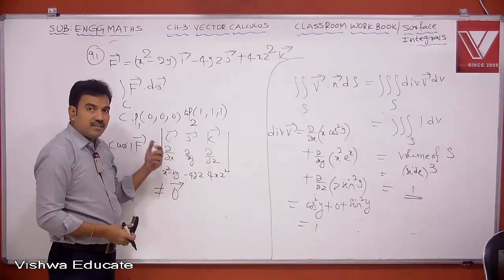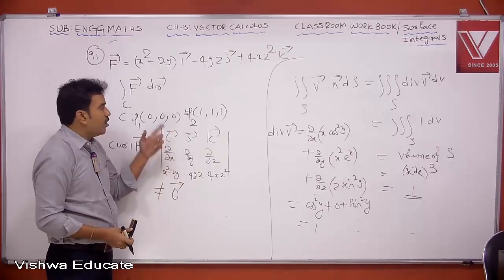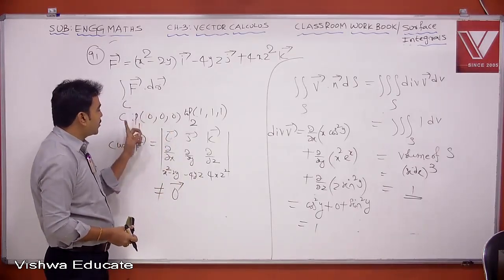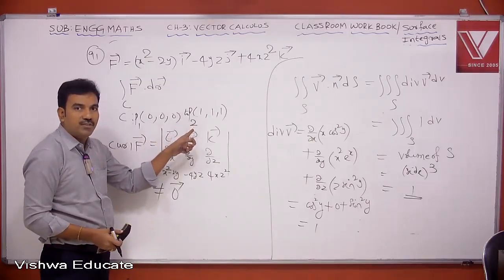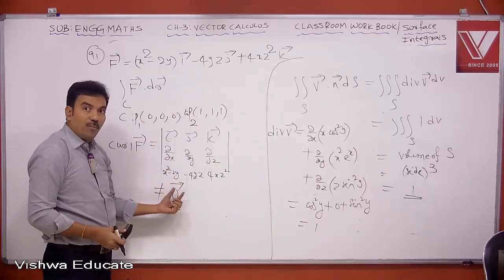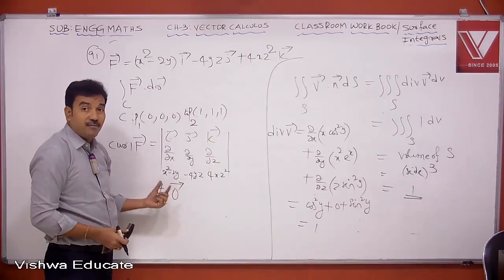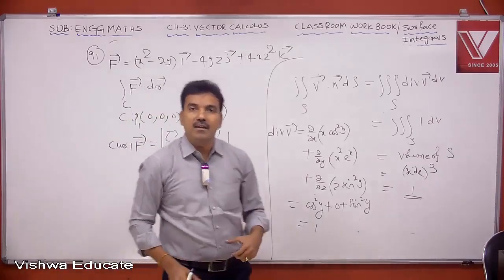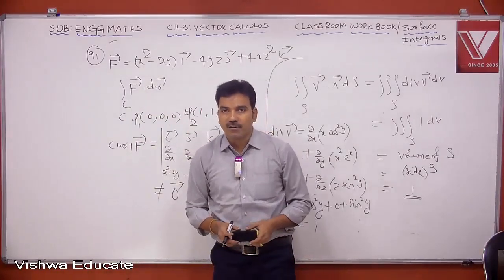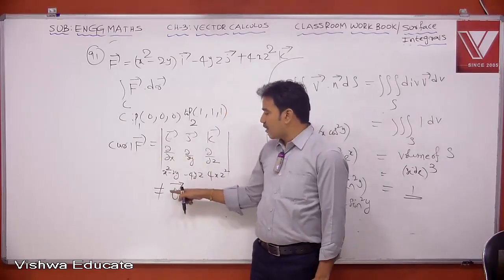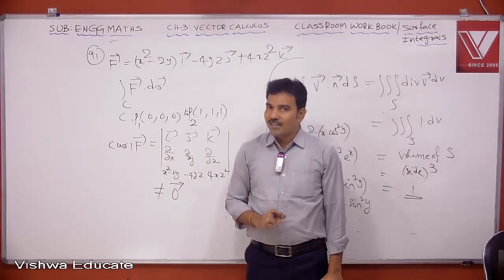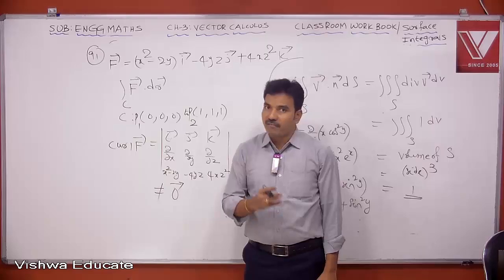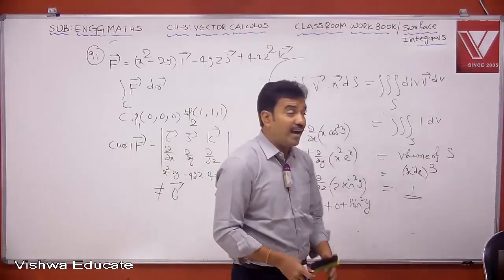In the previous sessions when we handled questions like this, when C is a line joining 2 points, we got curl f bar equal to the null vector. In that case, f bar equals grad phi, and based on that phi value, the final integral is phi of P2 minus phi of P1. But in this case, curl f bar is not a null vector, therefore you cannot apply the fundamental theorem. Now how to handle this?